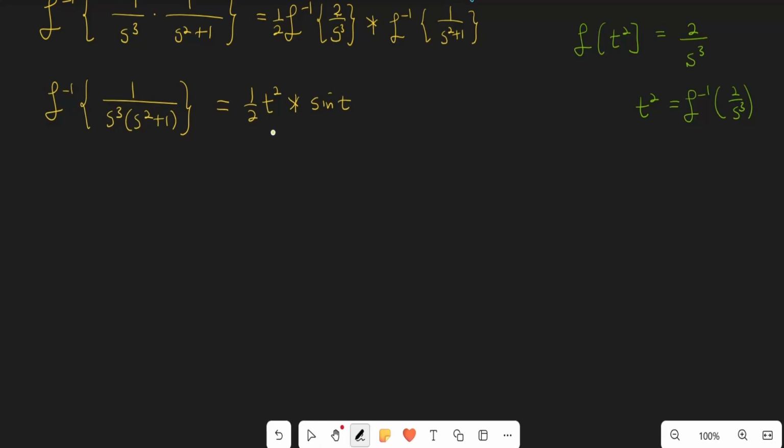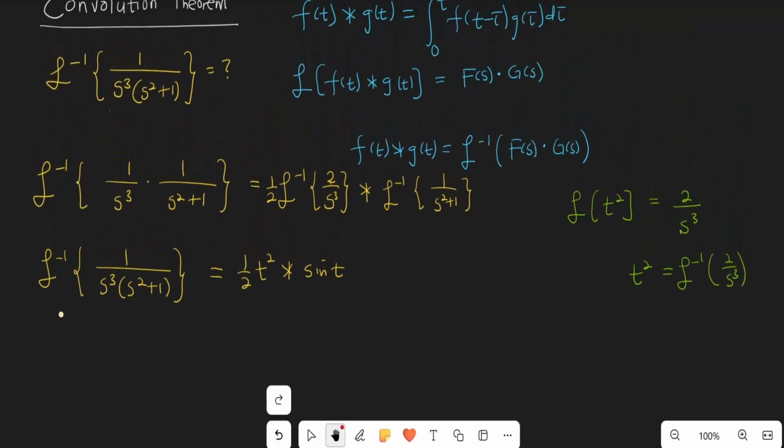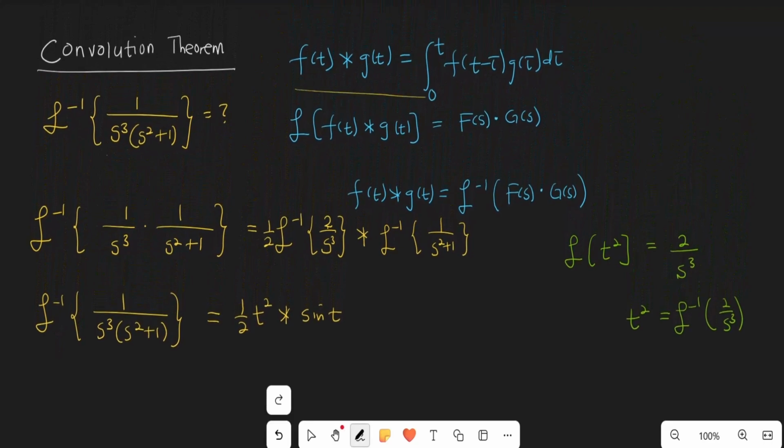But we can't leave our answer in terms of a convolution like this. We will have to find what this is. What is 1/2 t squared convoluted with sine of t? We are going to use the definition of the convolution, which is what I wrote here.